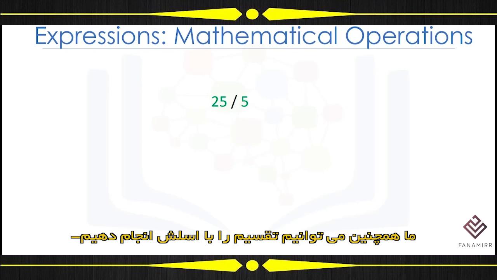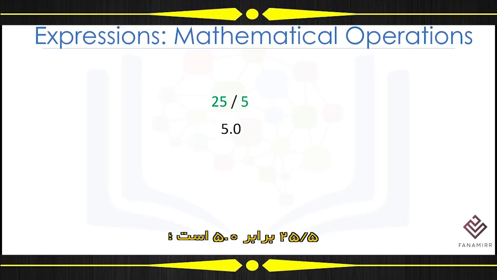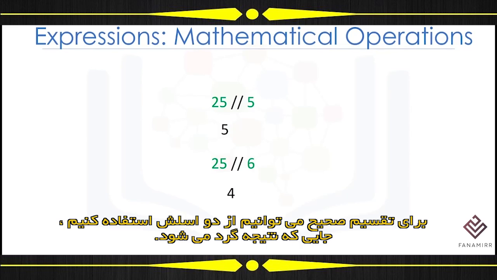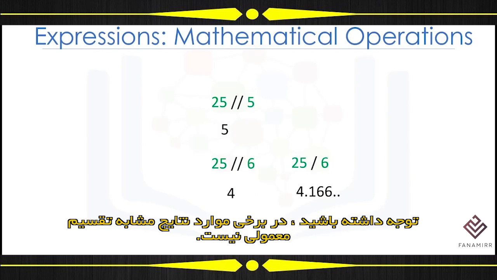We can also perform division with the forward slash. 25 divided by 5 is 5. 25 divided by 6 is approximately 4.167. In Python 3, the version we will be using in this course, both will result in a float. We can use the double slash for integer division, where the result is rounded. Be aware, in some cases, the results are not the same as regular division.